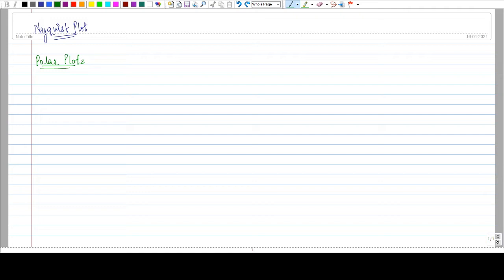So in this video, we will learn about the Nyquist plot. The foundation of the Nyquist plot is the polar plot. So we start with the polar plot because that is the foundation, and your Nyquist plot is an extension of the polar plot, or you can say it is an example of polar plot.